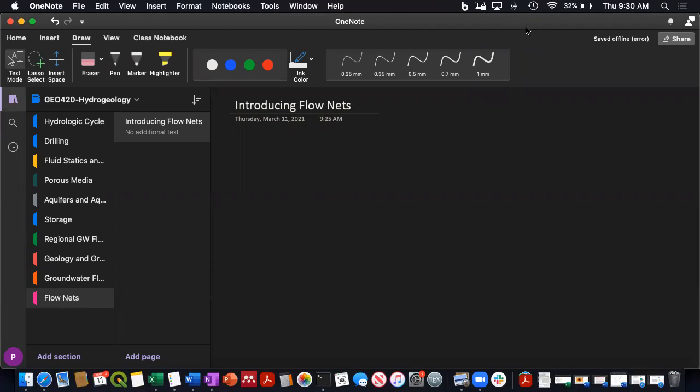So the first thing we're going to work with, the first solution to the groundwater flow equation or boundary value problem, is called flow nets. And these are what we call graphical solutions to the BVP.